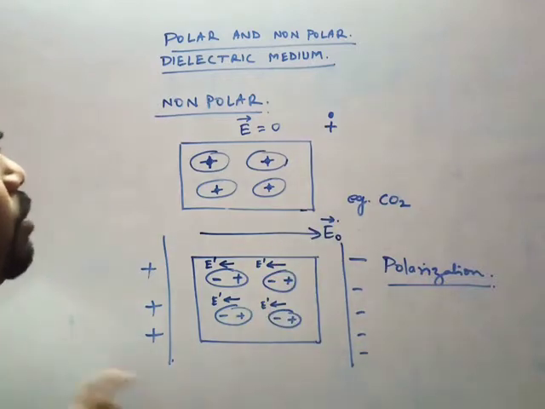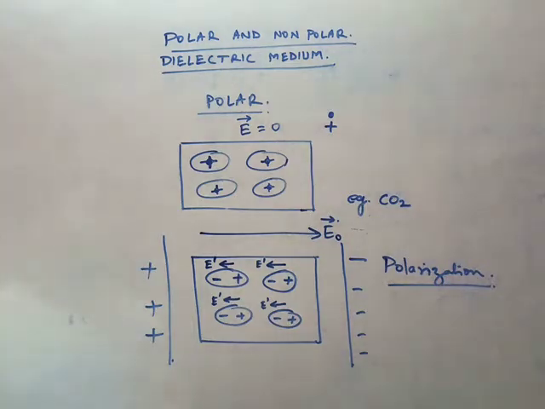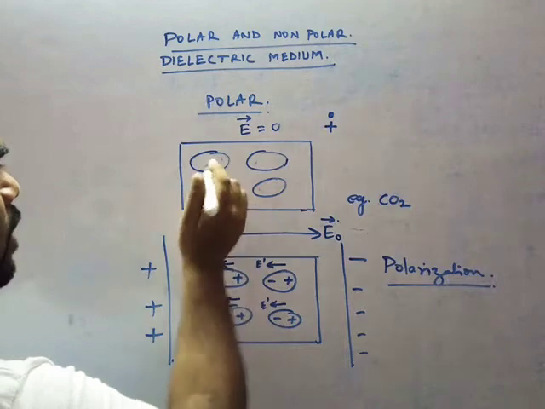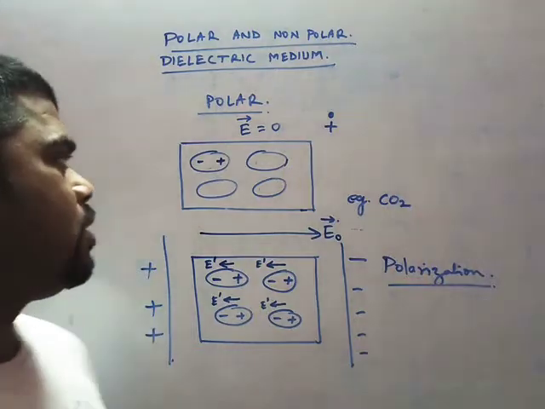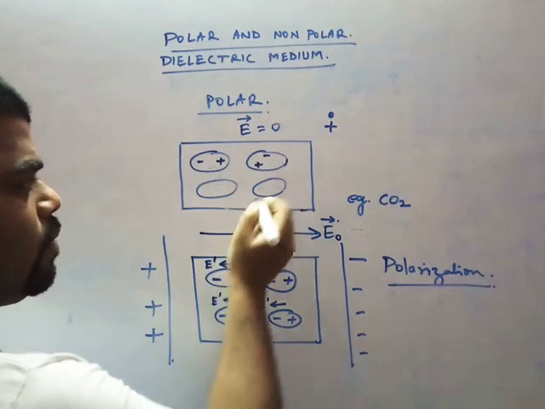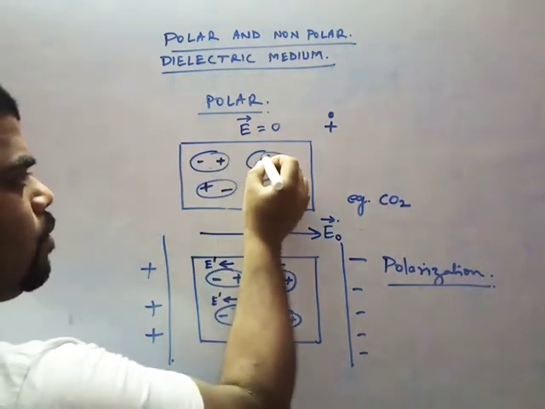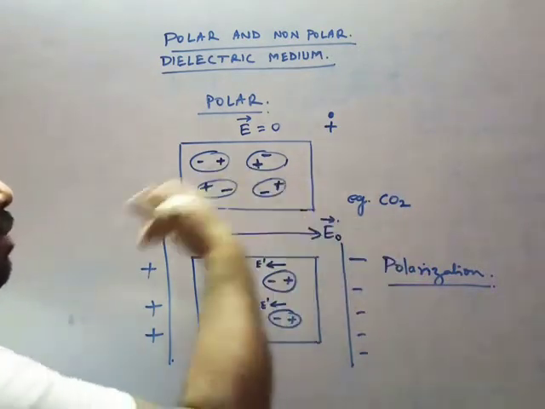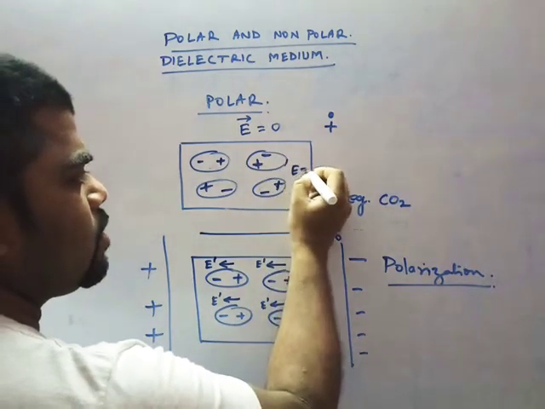Now let me talk about the polar. Once again, these are the polar molecules. What happens here? When there is no electric field, positive and negative are already aligned at a small distance, but the alignment is not fixed. Maybe either positive and negative. Look here, the alignment is not right, some are here, some are there. So overall the net electric field is 0.